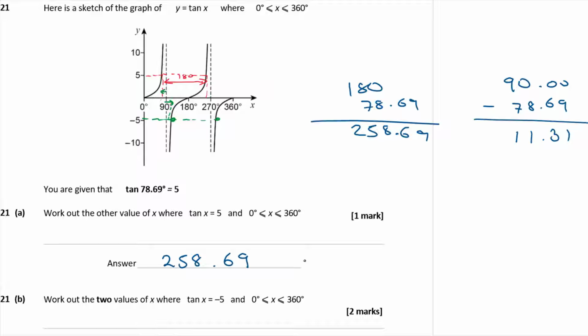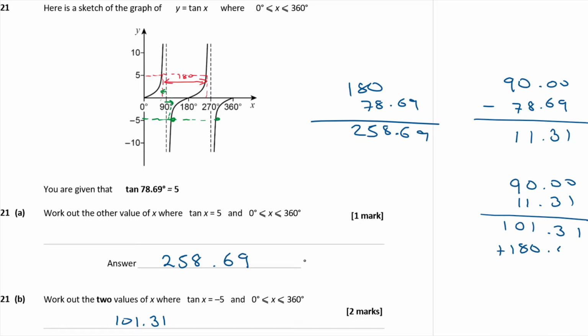So if I do 90 plus 11.31, that's going to give me my first solution, which is 101.31. So that's 101.31 is my first solution. And then my second solution I'm going to get by adding a further 180 on top of that, aren't I? So add in another 180 to this.